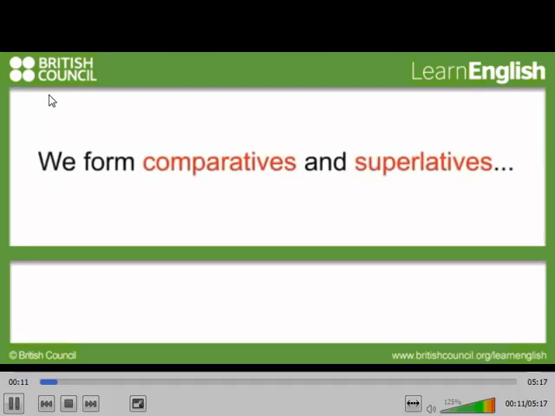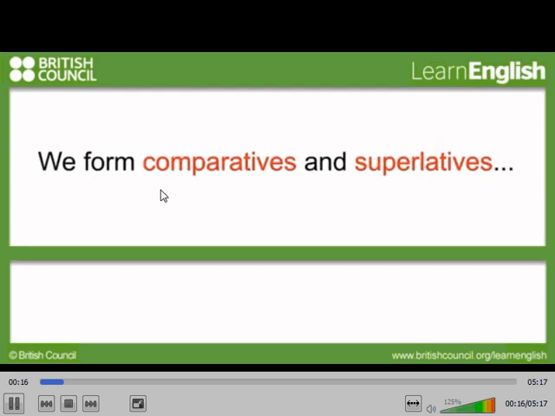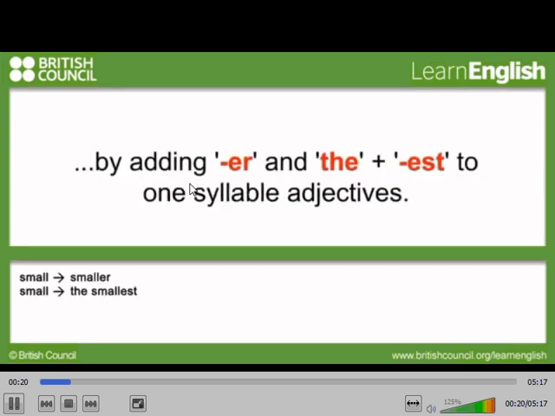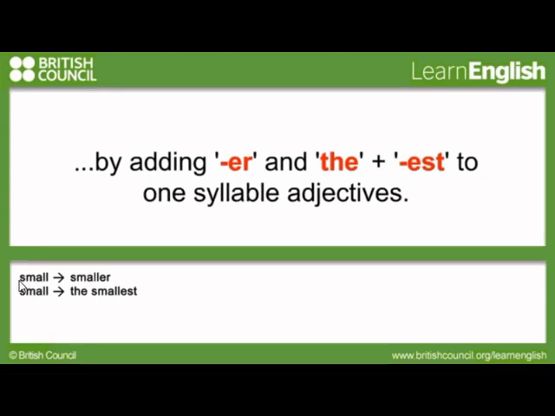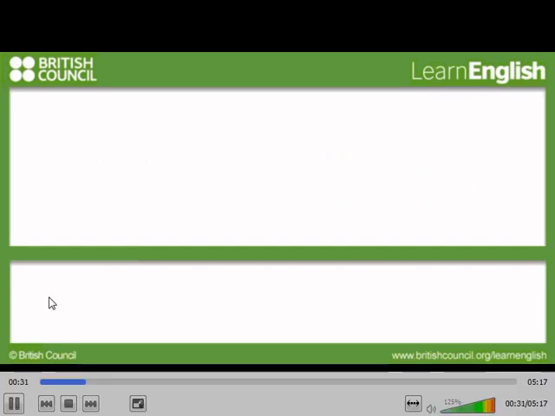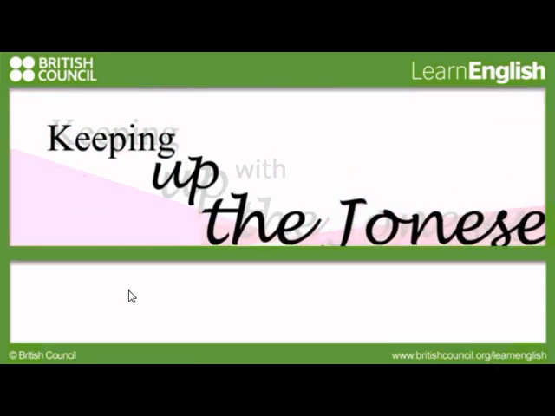If I want to compare between two things or more than two things, I use either comparatives or superlatives. If I'm going to compare between one and another, I put er to the adjective. If I'm going to compare between one and a lot of things, I put the plus est. Let's discuss more about this.